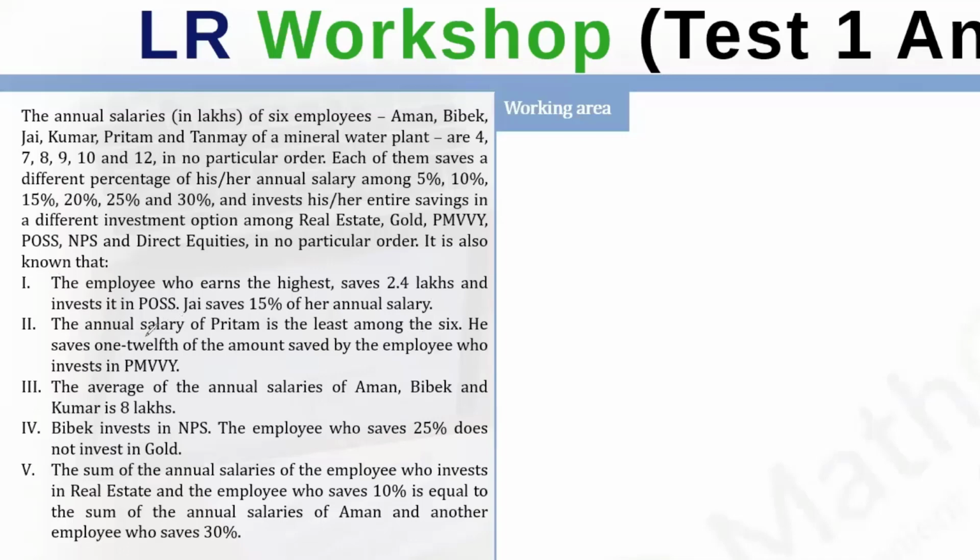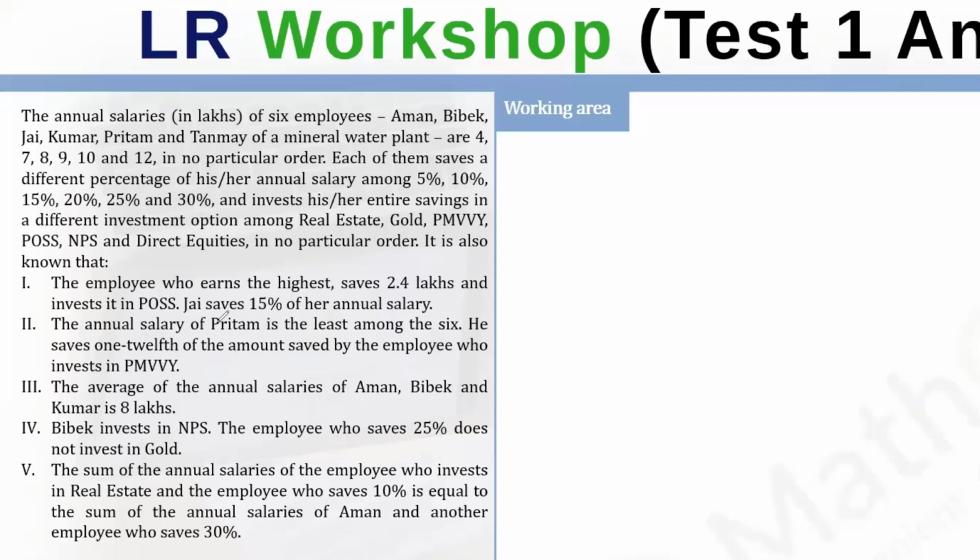Second point says the annual salary of Preetham is the least among the six. He saves 1/12 of the amount saved by the employee who invests in PMVVY. I don't think there is any attribute that has a higher predominance, because the second point is talking about Preetham having the least salary. So this is linking Preetham with the salaries. In the previous case, it was linking the person with the percentage. So no particular attribute has a higher predominance.